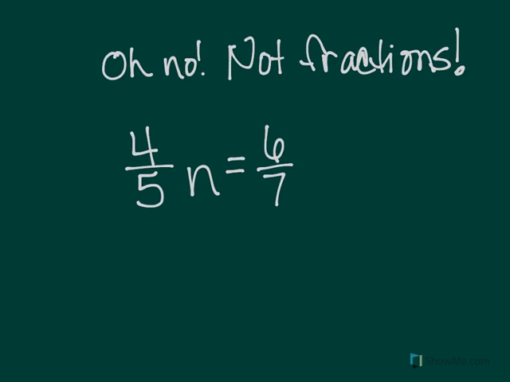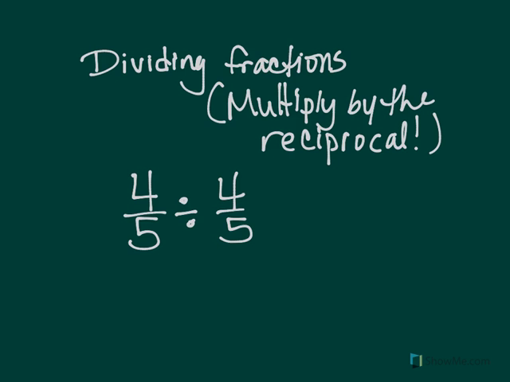What that means is 4/5 is being multiplied by n. So to solve that, we use the inverse operation, which is division. Oh no, division, fractions! So let's review dividing fractions. We've talked about that dividing fractions, you're really multiplying by the reciprocal.